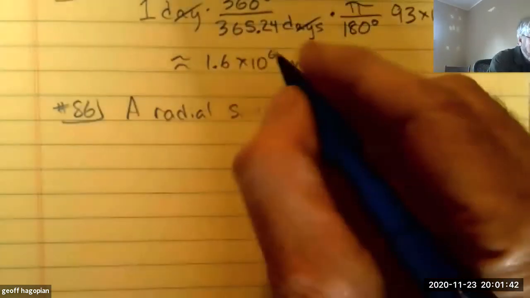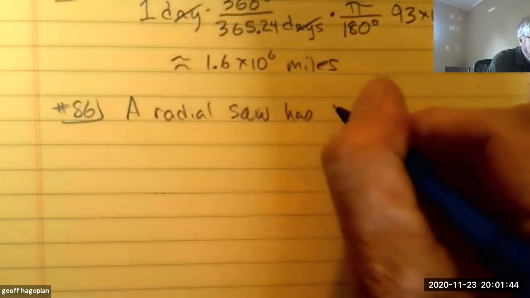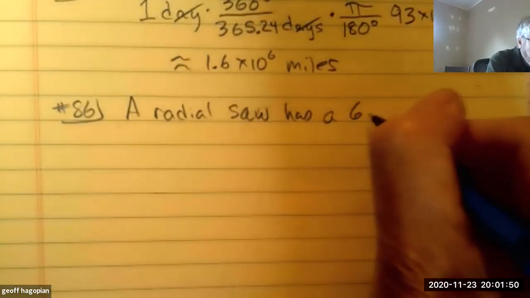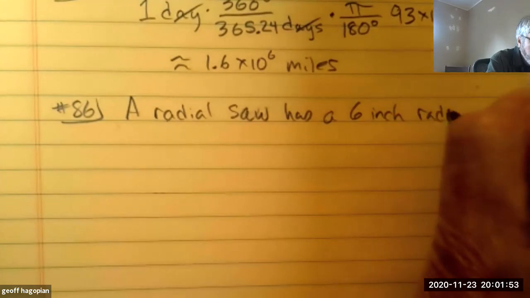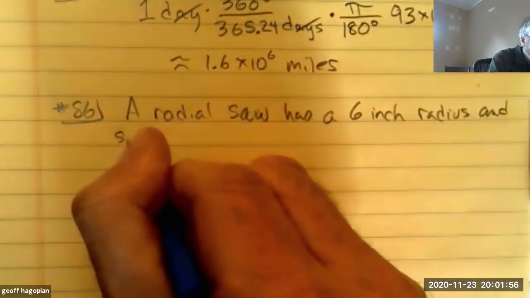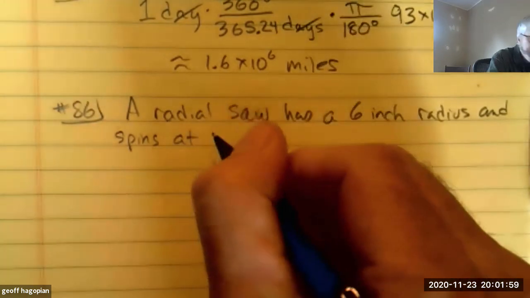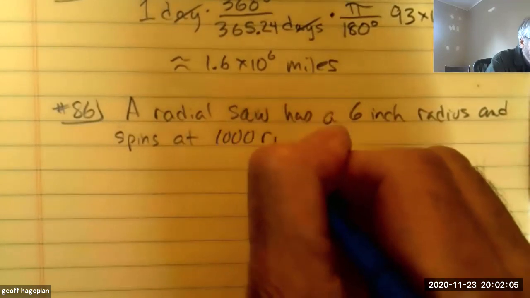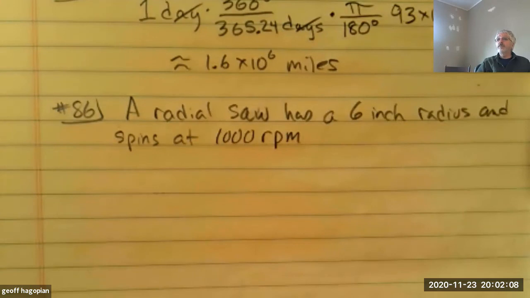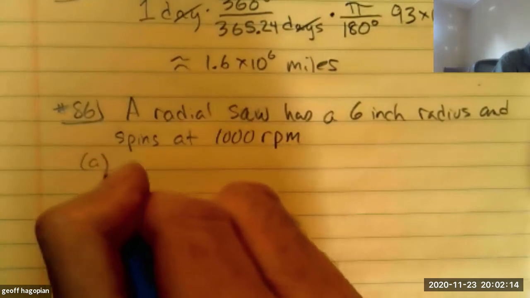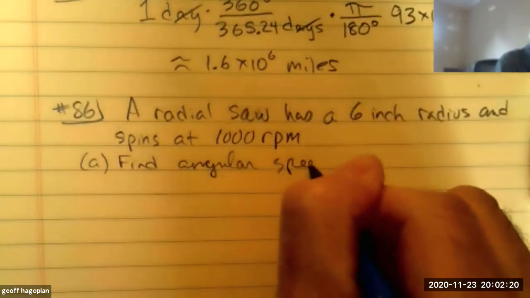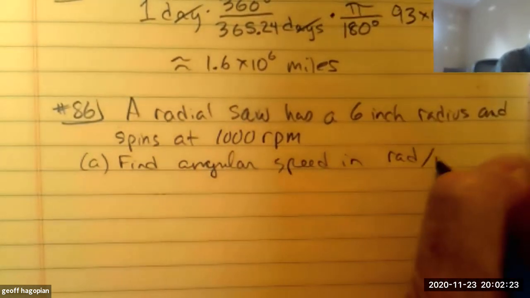Write this properly. A radial saw has, they give us the radius, a 6-inch radius, and spins at, what do they say, 1,000 revolutions per minute? RPM is short for revolutions per minute. Find the angular speed in radians per minute.